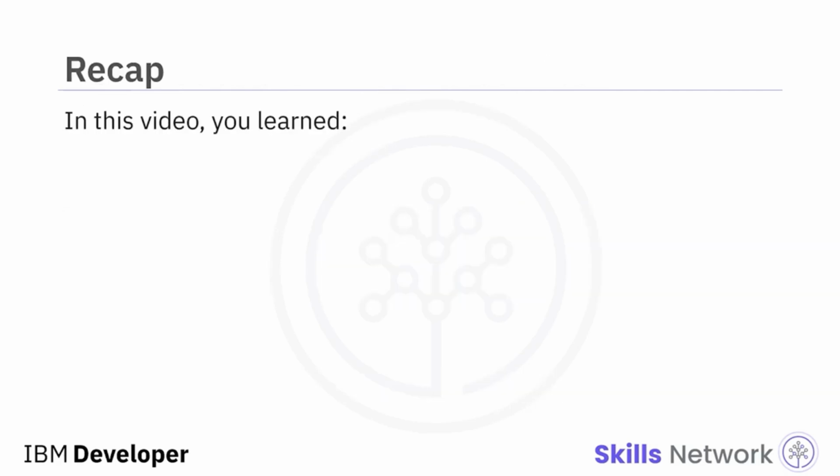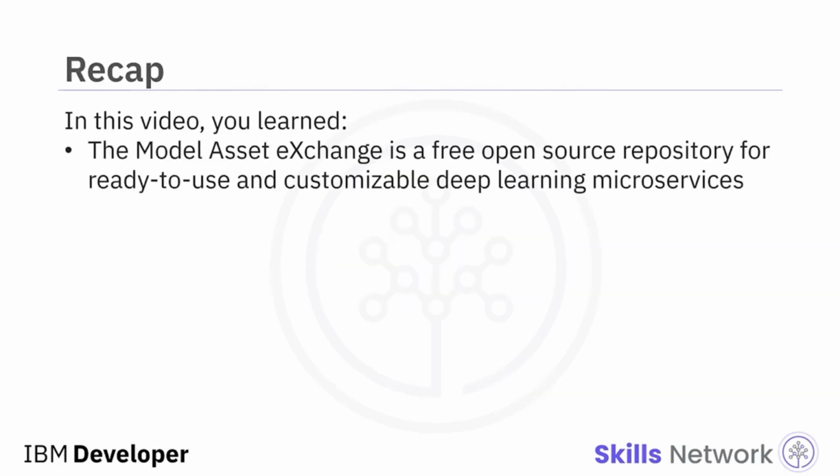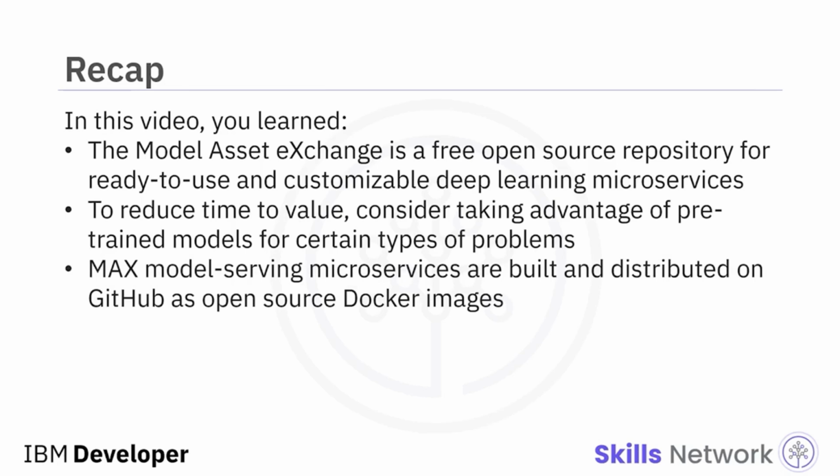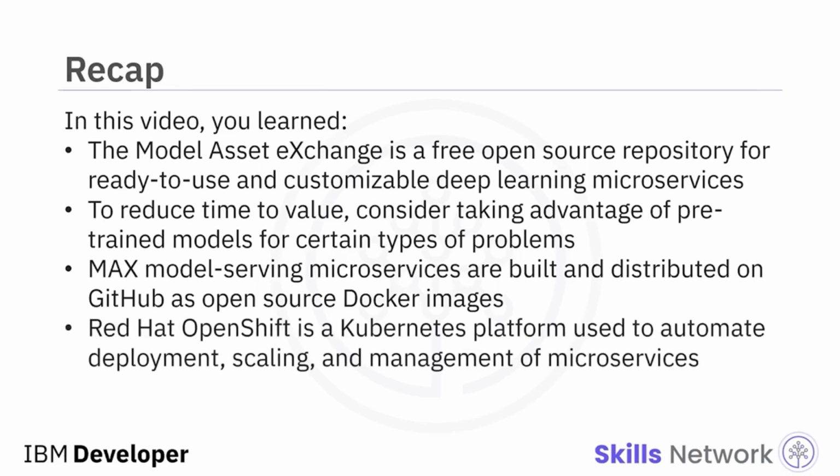In this video, you learned that the Model Asset Exchange is a free open source repository for ready-to-use and customizable deep learning microservices. To reduce time to value, consider taking advantage of pre-trained models for certain types of problems. Max model serving microservices are built and distributed on GitHub as open source Docker images. Red Hat OpenShift is a Kubernetes platform used to automate deployment, scaling, and management of microservices.